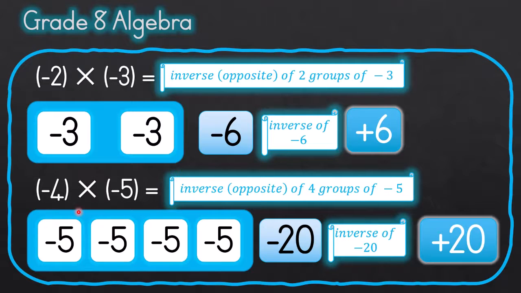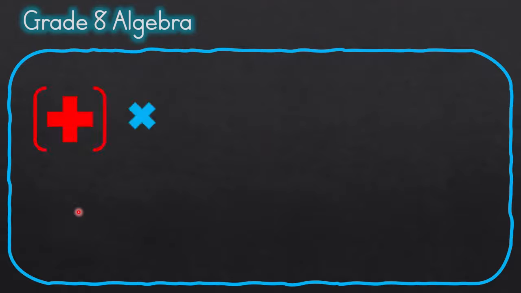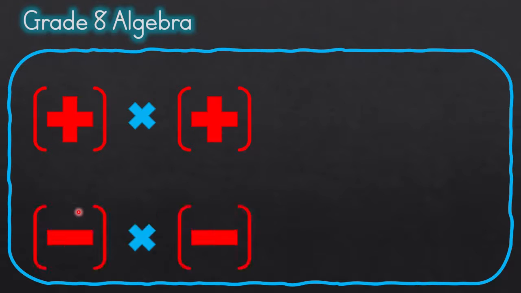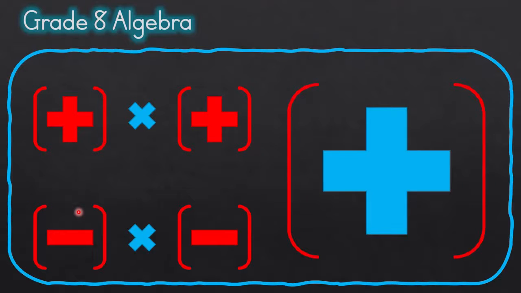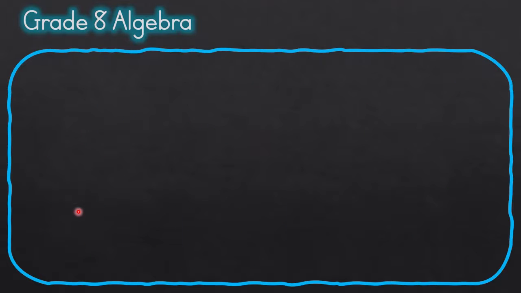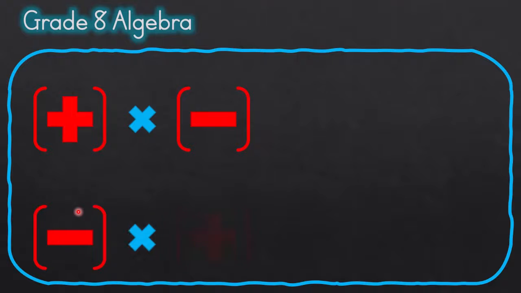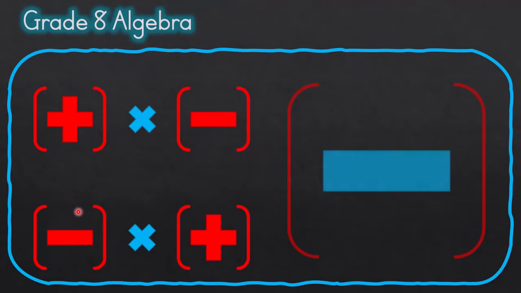So as a summary, I can say that a positive times a positive or a negative times a negative always gives me a positive. So if the signs are the same and they are multiplied with each other, it will give me a positive answer. Contrary to that, if I have a positive number and I multiply it with a negative number, or a negative with a positive, it will always give me a negative number.